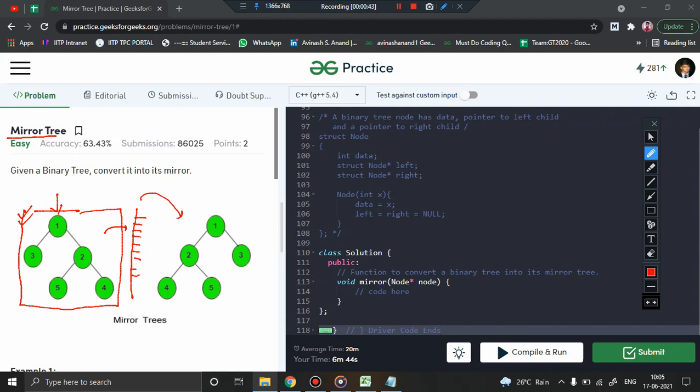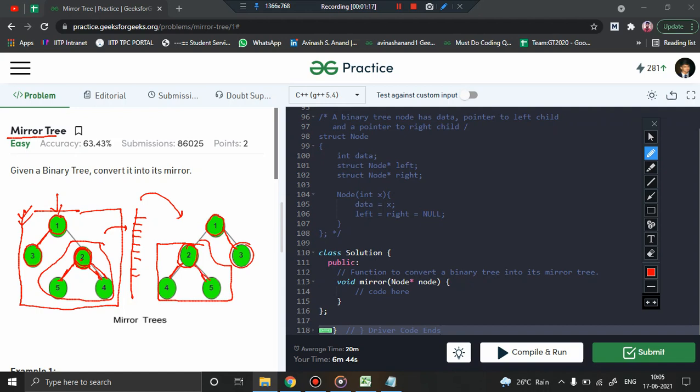You see, 1 is the root node, and 1 remains the root node. The left child, which was here, 3, has now become the right child of this tree. This entire structure, which was on the right of 1, has now shifted to the left of 1 in the mirror image. Similarly, if you consider node 2, its children's positions have also got interchanged. 5 was on the left and 4 was on the right, but in the mirror image 4 comes on the left and 5 comes on the right.